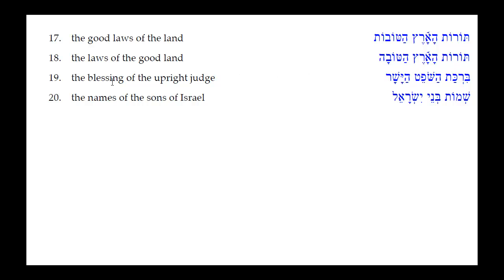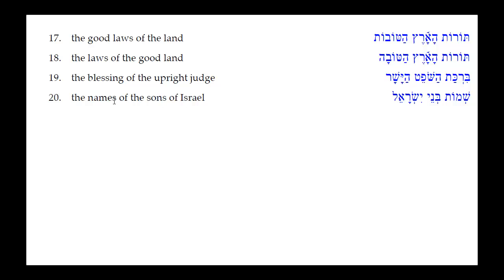Number 19, the blessing of the upright judge. Blessing is the construct noun. Judge is the absolute noun, and it has a definite article, so it's definite. And there is an attributive adjective, upright, that has to agree with judge in gender, number, and definiteness. So we go with Birchat Hashofet Hayashar. Hayashar has to agree with Hashofet in gender, number, and definiteness here.